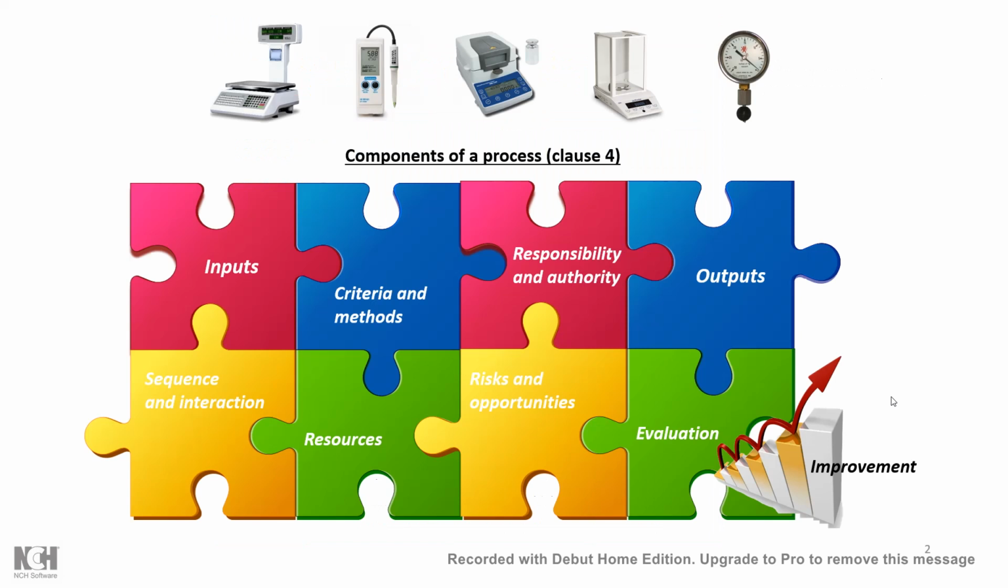So we have done clause 4. Basically it's on components of a process. We know from inputs, and then we have criteria and methods, responsibility, and then we have outputs, etc. So during any process of any production, whether it is food or non-food material, there must be a lot of measurement. People use all kinds of instruments. For us in food technology, we use a lot of weighing machines. In our labs, in the QC control labs, maybe we have lots of pH meters.